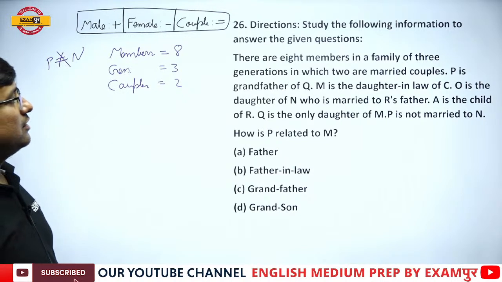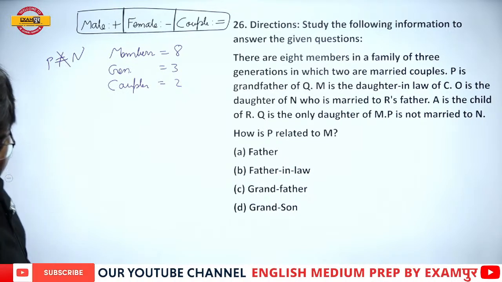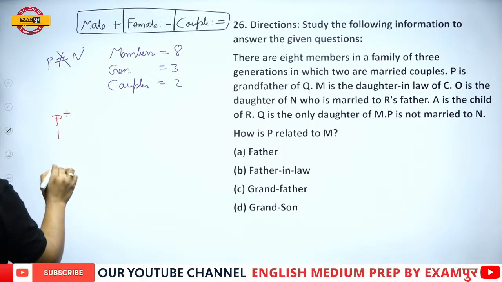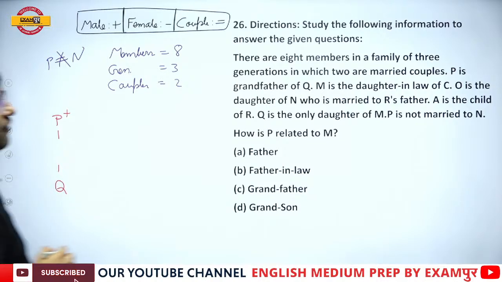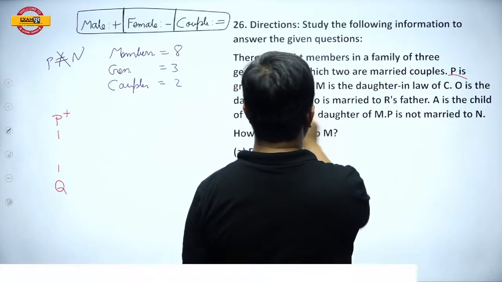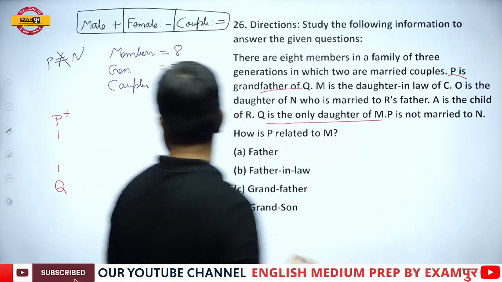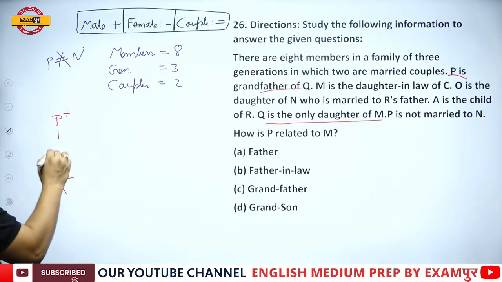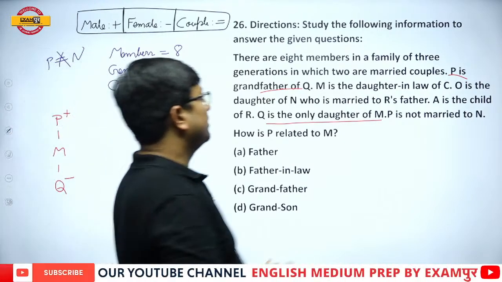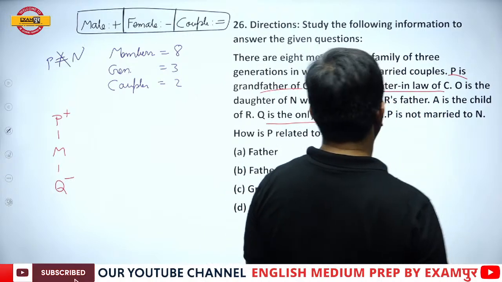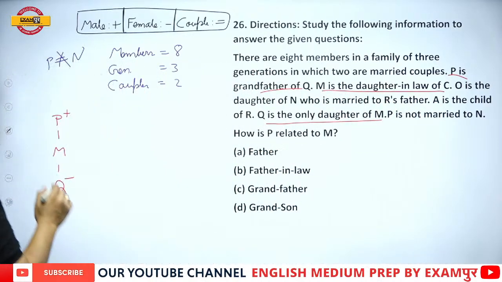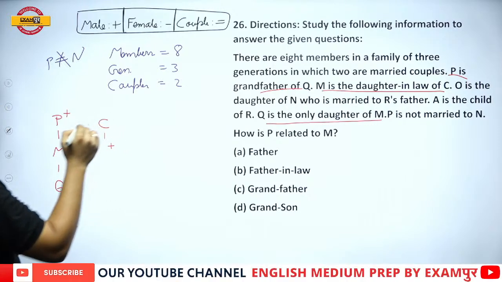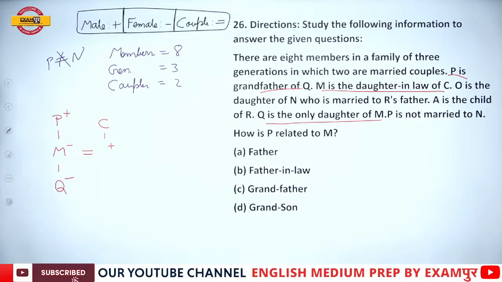It is telling you that P is the grandfather of Q. Okay. Now, if P is the grandfather of Q, obviously, we will draw it in this manner. Now, after P is the grandfather of Q, my dear students, it is telling you Q is the only daughter of M. Q is the only daughter. And only daughter of whom? Only daughter of M. Next, my dear students, it is telling you M is the daughter-in-law of C. Now, if M is the daughter-in-law of C, M is married to someone and his father or mother is C.